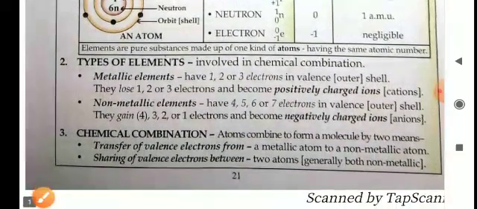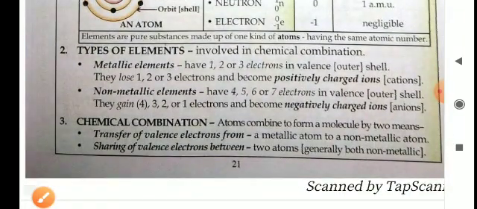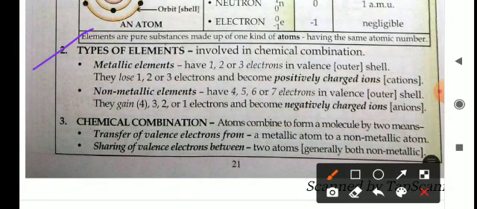Okay, now, the types of elements involved in chemical combinations. In a chemical combination, how many types of elements are involved? Number one is metallic elements.